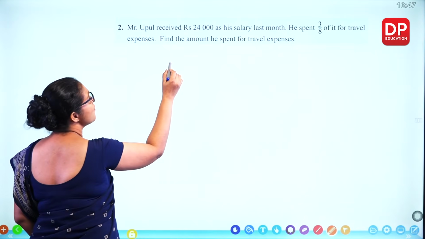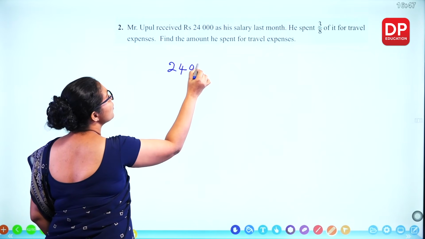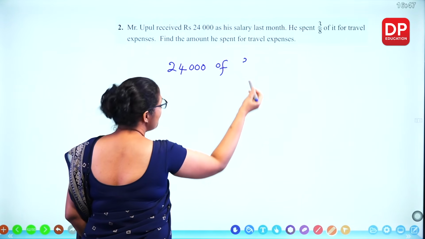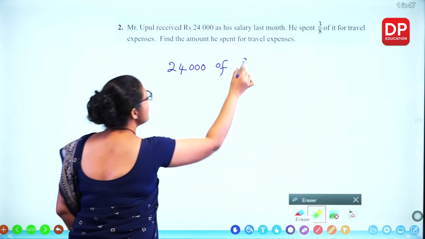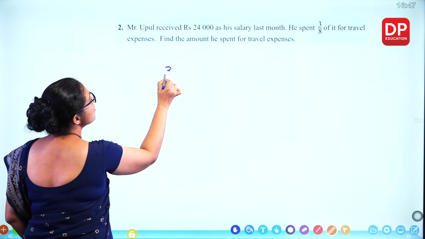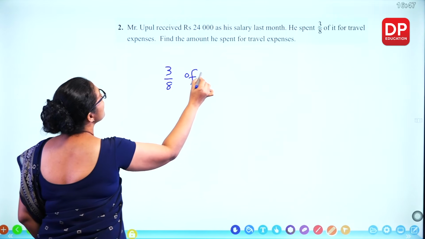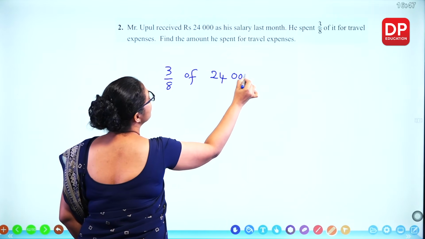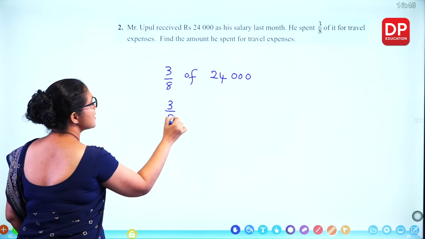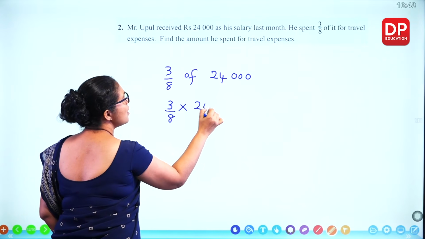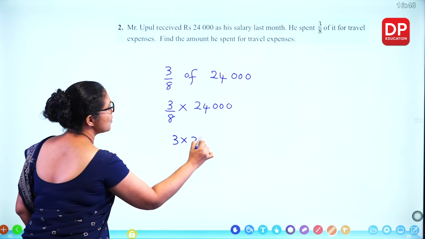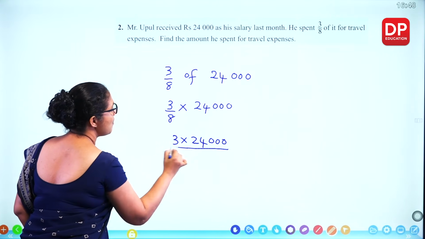Straight away you can write down 3/8 of 24,000. I can write it in front, so it's better to write in front. 3/8 of 24,000. So of means multiplication in maths. So here you multiply 24,000. Now you can rewrite this as 3 times 24,000 divided by 8.